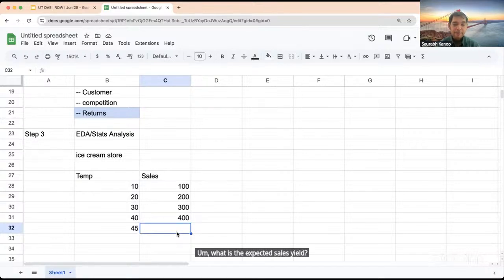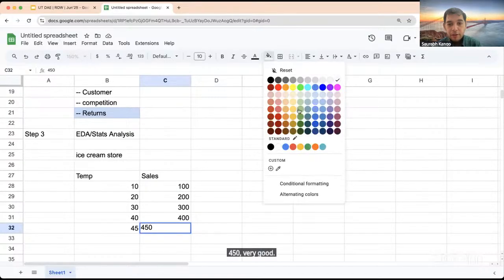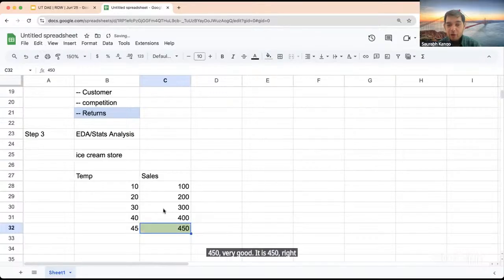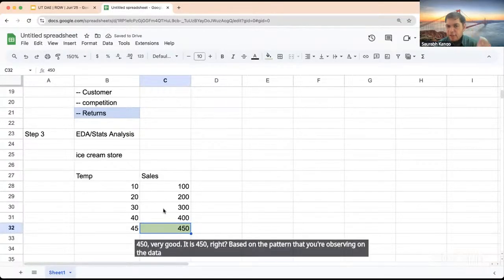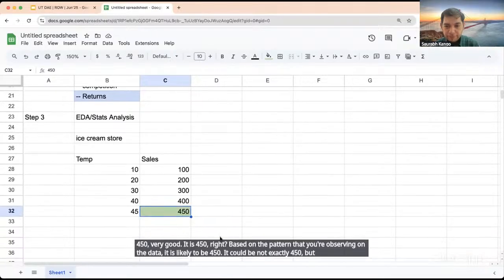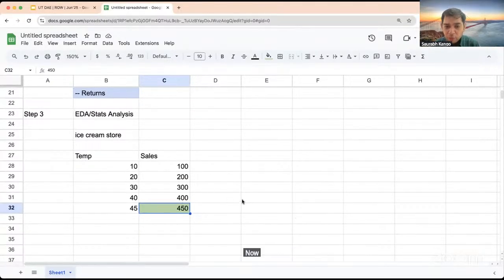Any guesses? 450. Very good. It is 450, right? Based on the pattern that you're observing in the data, it is likely to be 450. It could be not exactly 450, but near about 450. Now, if you know that the sales will be 450 beforehand, will it help you plan your inventory better?